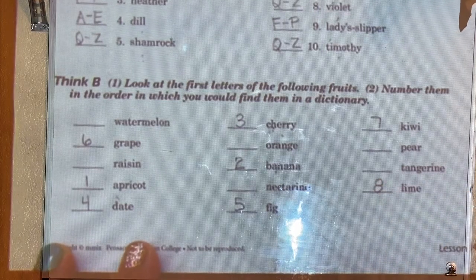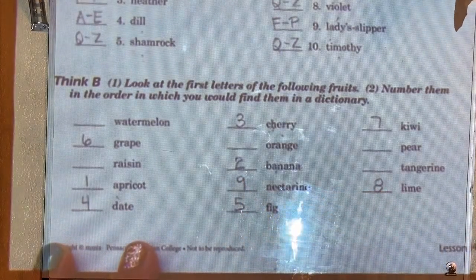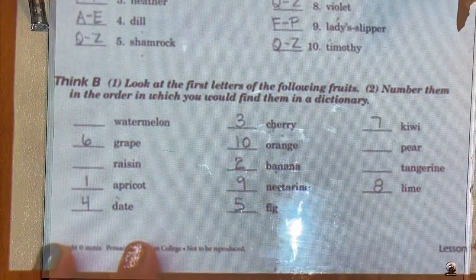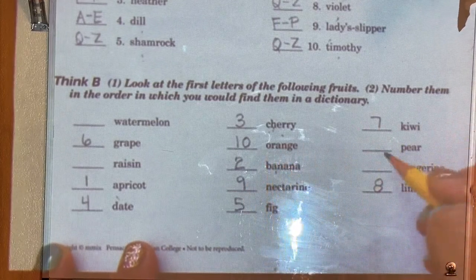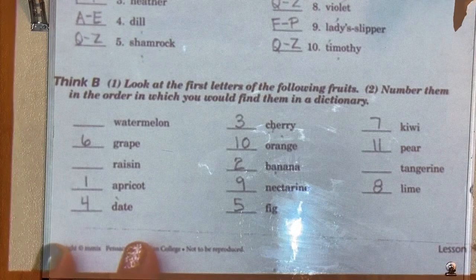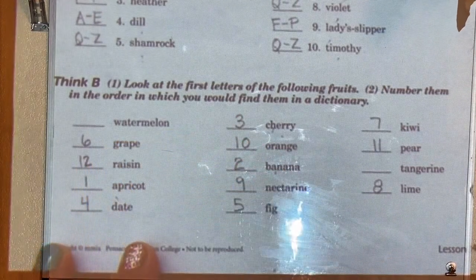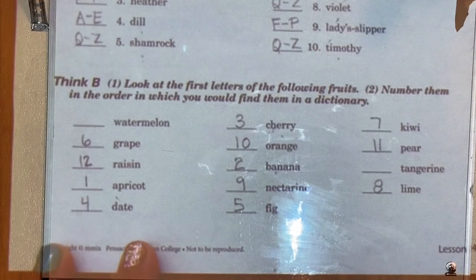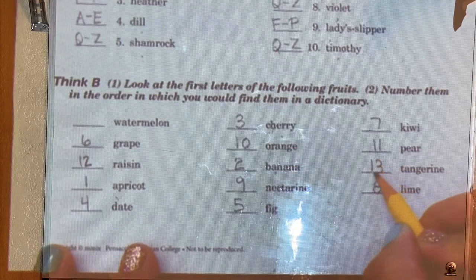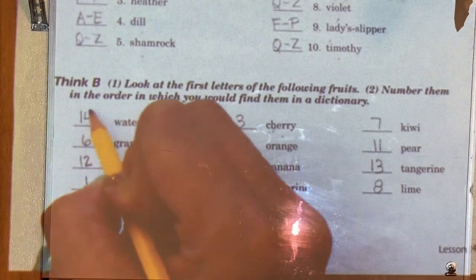After lime, it would be nectarine. Okay. After nectarine is going to be orange. After orange, what comes after O is P, so pear. After pear is going to be raisin. Okay. After R comes what? S, but there's nothing with S, so T, tangerine. And after tangerine, we have the one that's left over, which is watermelon.